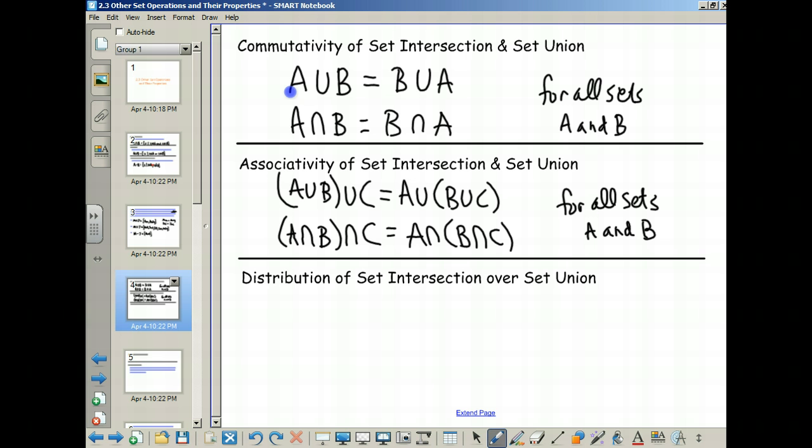Okay, so we're going to do the same kind of thing on this one, but this is the distribution of intersection over union. So here we have A intersect, and we have B union C. This is an intersection on the outside, union on the inside, like we have multiplication on the outside, addition on the inside. And what we're going to do is distribute this. This A is going to distribute to the B, so this is going to be A intersect B, kind of like we do with multiplication. And we're going to do the A with the C, A intersect C, and what do you suppose goes between them? The union.